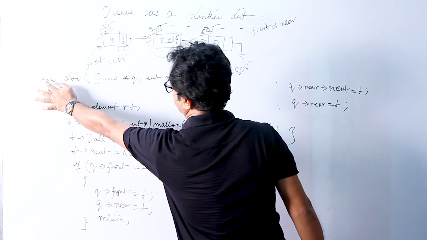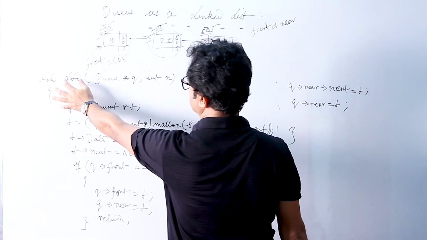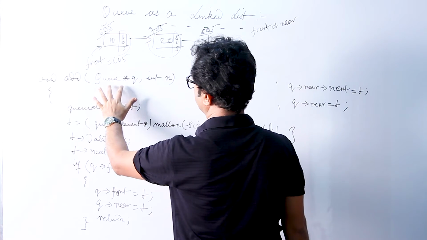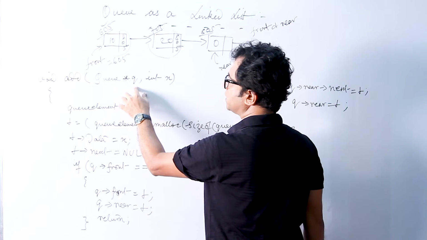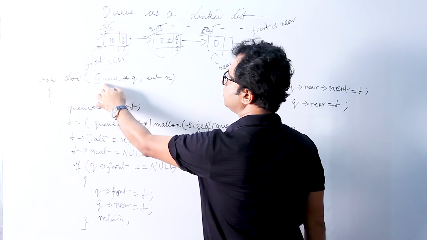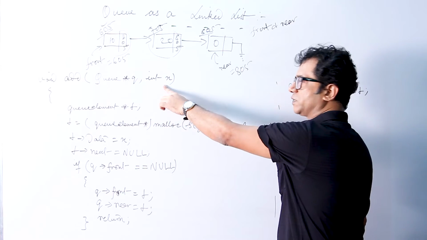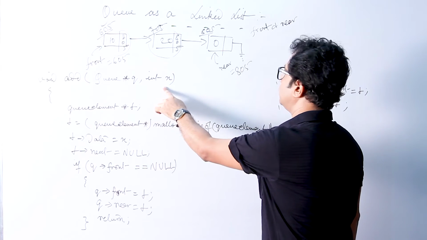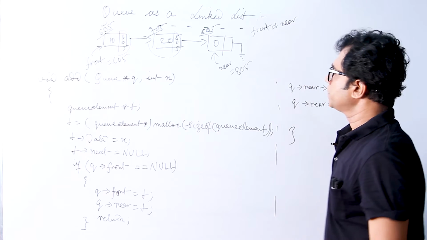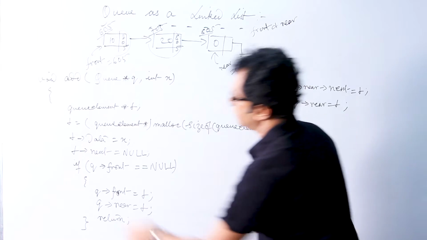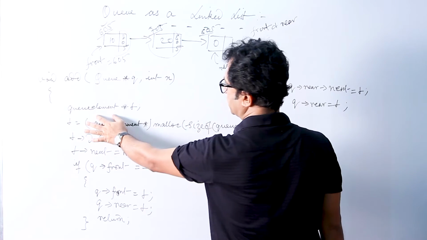We have taken the return type to be void because nothing is to be returned from the function. The function name is add. There is a queue pointer, that is, a small q, which is nothing but a pointer to the structure queue, and we have taken an integer variable x, which is the data to be kept in the node to be inserted at the rear end of the queue. After that, we enter the function definition block and write queue element star t.